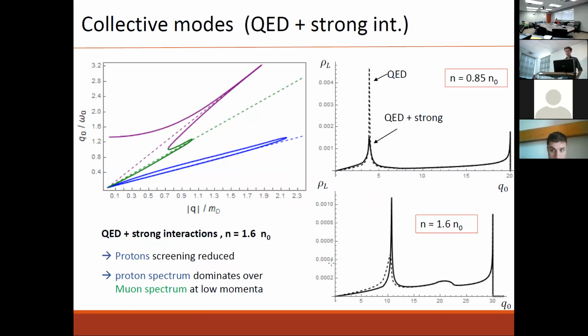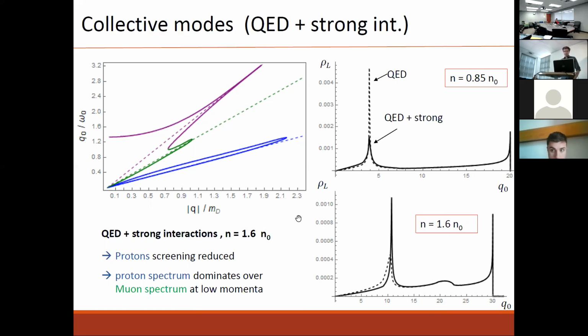And then here on the right-hand side, you can see the spectral functions. At 0.85 times saturation density, you see that indeed the pure QED spectral function of the proton is much larger than the one where you have strong interactions. And in the other case, at 0.6 times saturation density, it's exactly the opposite. The effect is completely reversed. QED plus strong interactions gives you a higher peak in the spectrum for the protons compared to just QED, and that's because screening of the protons is reduced at that point.